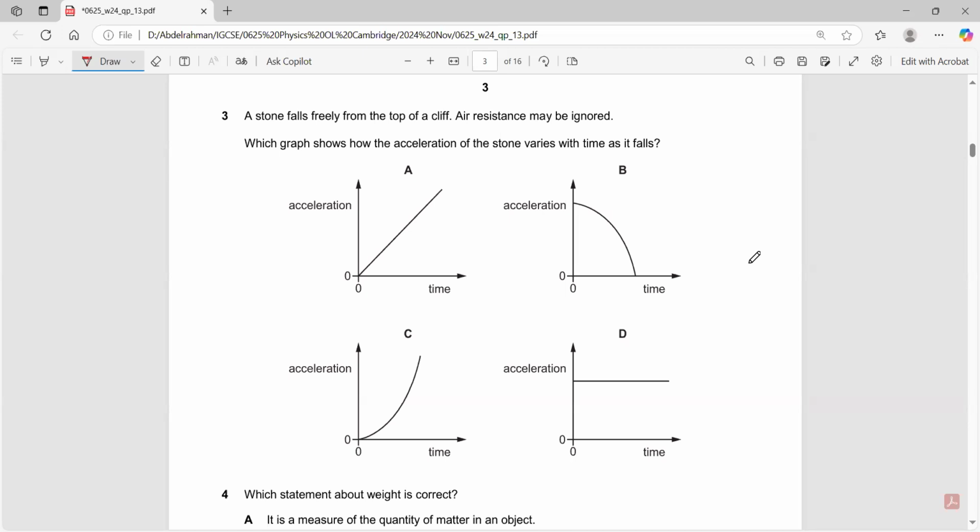This is an acceleration time graph. So it's not A, actually it's D. Why? Because it's constant. It is 9.8 meters per second squared. It is constant acceleration. The speed keeps on increasing. Yes, the speed keeps on increasing, but it's called a constant what? A constant acceleration. Okay.